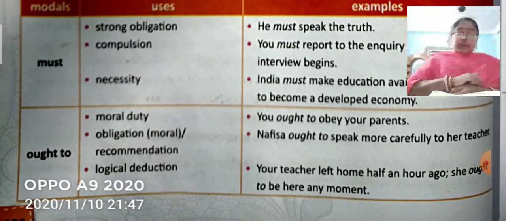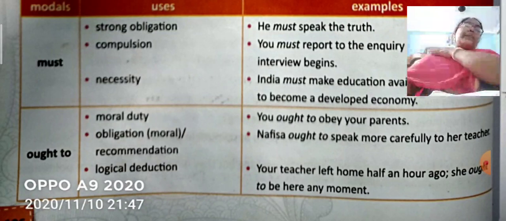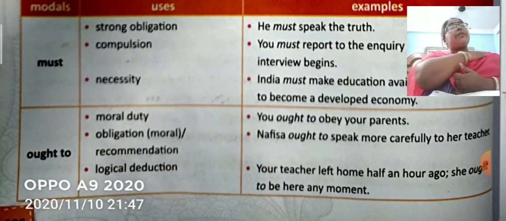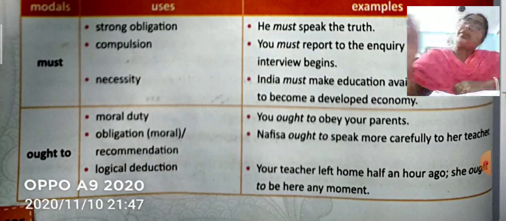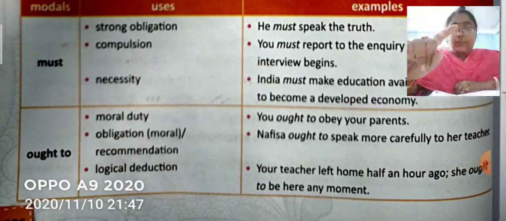Now what is recommendation? Recommendation means when we just recommend something. A moral obligation means when we tell somebody not to do something, and when we recommend something. So the sentence here, Nafisa ought to have spoken to her teacher properly, is a recommendation also. Now the next is logical deduction. What is that?